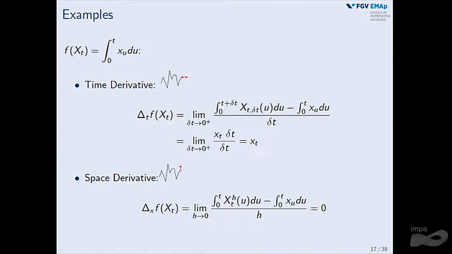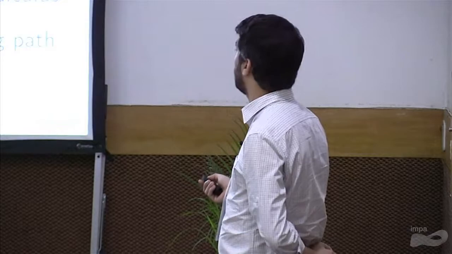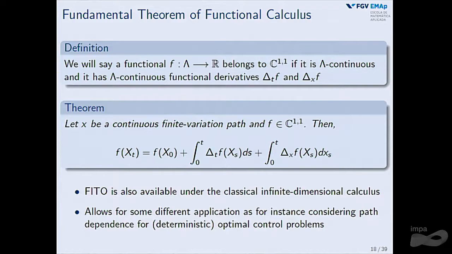This will be helpful for understanding the implications in the quantitative finance framework. So without probability yet, so no Brownian motion, we say here, for example, that f belongs to C11 if it's lambda continuous with lambda continuous derivatives, delta t and delta f. And in this setting, with just any finite variation path, you have the usual fundamental theorem of calculus in this infinite dimensional setting.